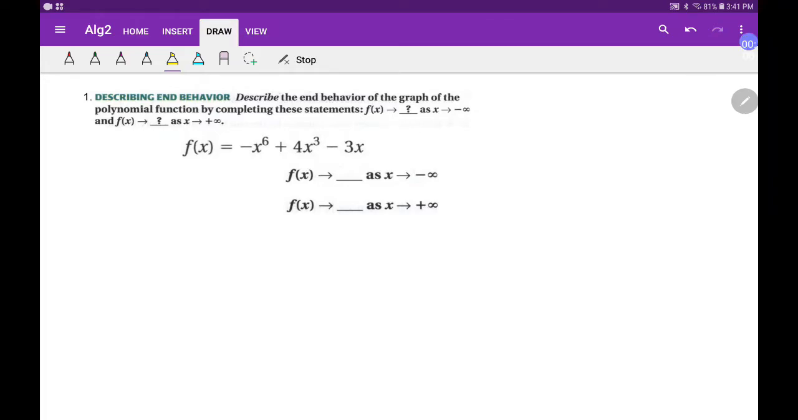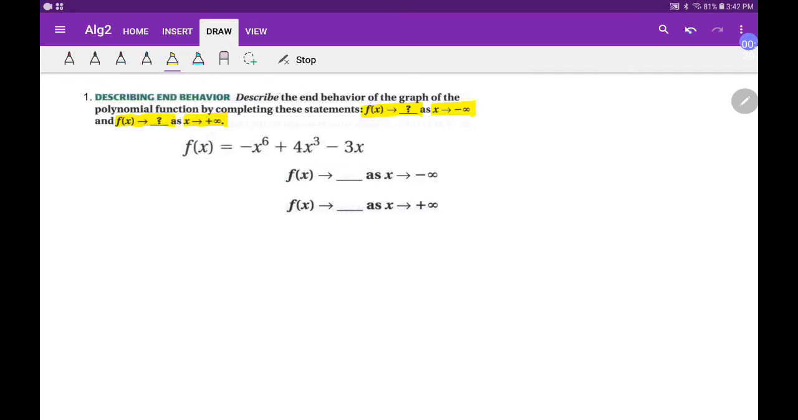We need to understand what this means here. Describe the end behavior of the graph of the polynomial function by completing these statements. As f(x) approaches, and as x approaches, well, I guess I shouldn't say as. I should say the function of x approaches something as x approaches negative infinity, and the function of x approaches something as x approaches positive infinity.